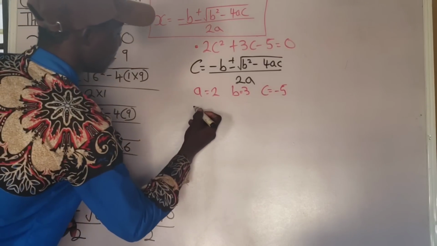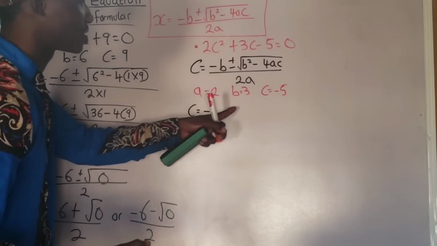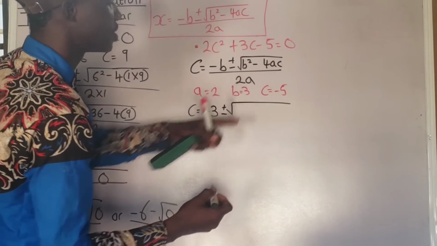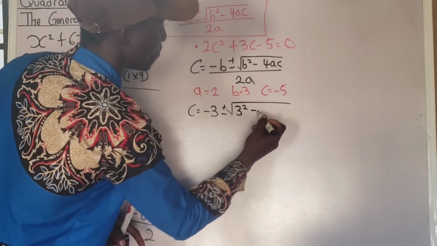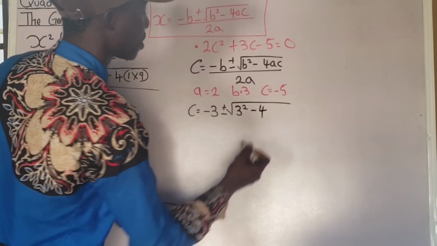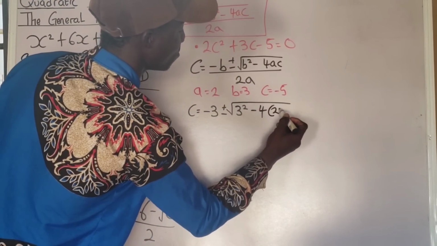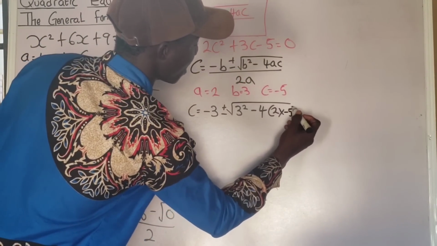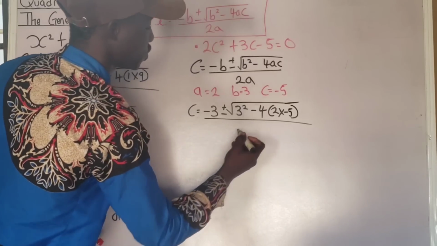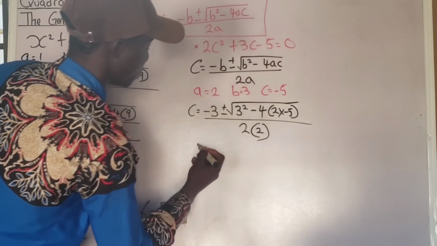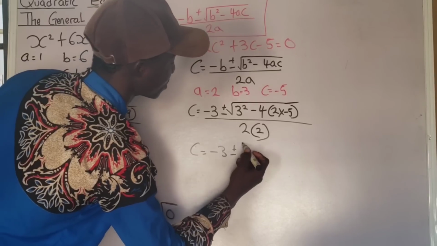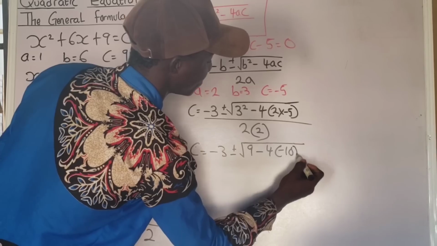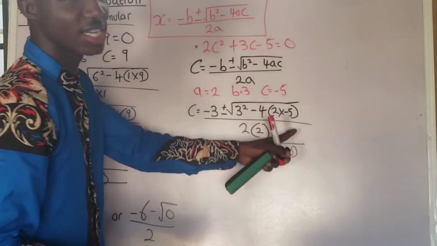For this I'm going to have c equals minus b. B is what? 3. So I'm going to have minus 3 plus or minus square root of b squared. B is 3, so square root of 3 squared minus 4 multiplied by a. A is what? 2. So minus 4 into bracket 2 multiplied by c. C is what? C is negative 5. So I'm going to have minus negative 5 all over 2 multiplied by a. So c equals minus 3 plus or minus square root of b squared, which is 9, minus 4 into bracket negative 10. Do you understand? 2 times negative 5, negative 10.